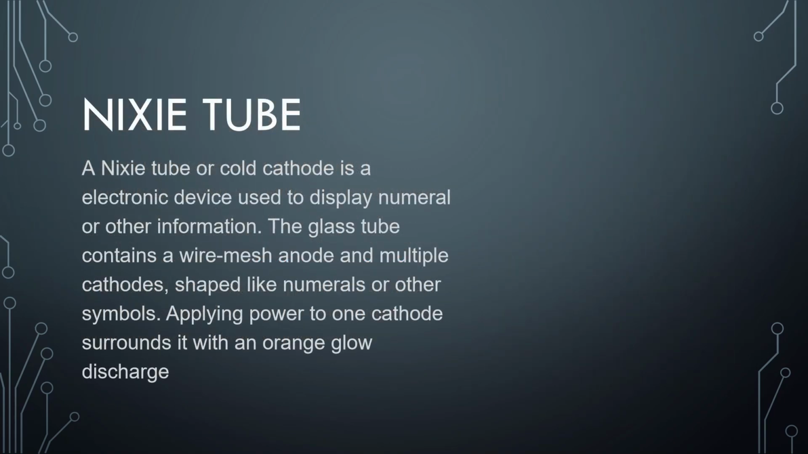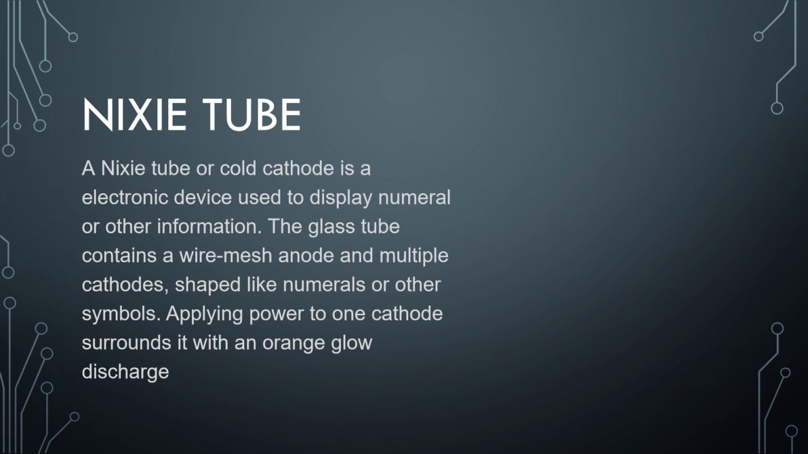So, what is a Nixie tube? A Nixie tube is an electronic device used to display numerical digits. It consists of a gas-filled tube containing cathodes shaped like numbers. It was developed in the 1950s. At that time, it was used for digital displays.